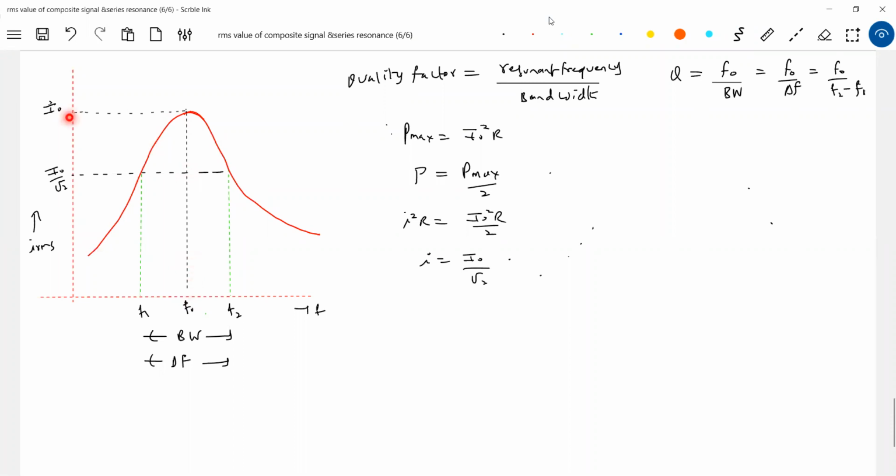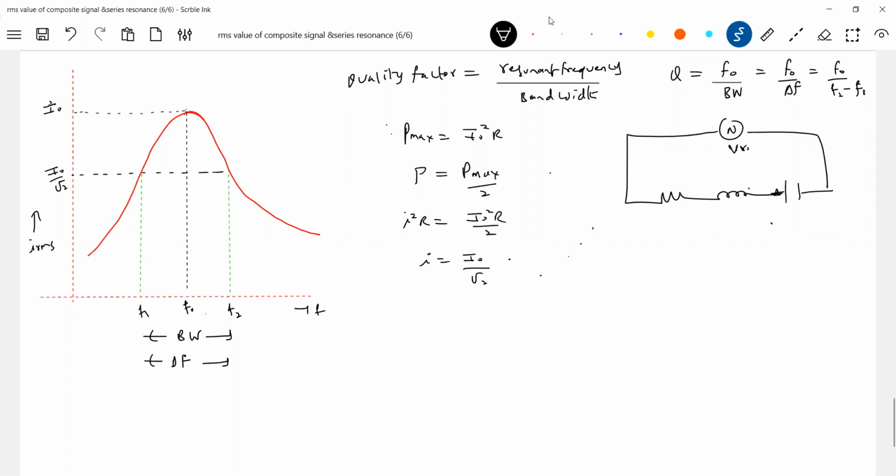How to get I naught? I naught depends on what? I'll keep this circuit in hand, otherwise you'll not understand anything. You should tell me, I naught depends on what? I naught depends upon the applied V RMS and R, no? Of course, this is the RMS value only, I'm just calling it I naught. So this I naught in fact depends on V. For our convenience, I'll write only V. V by R. And I can measure this I naught.